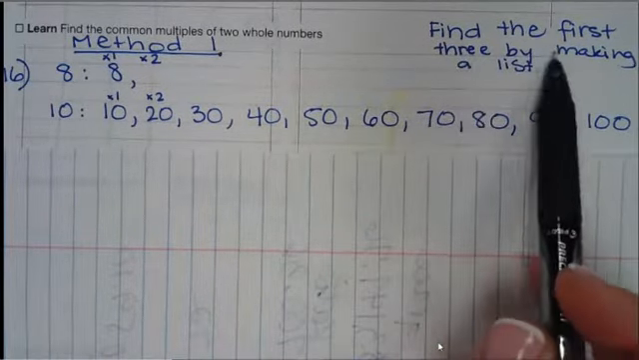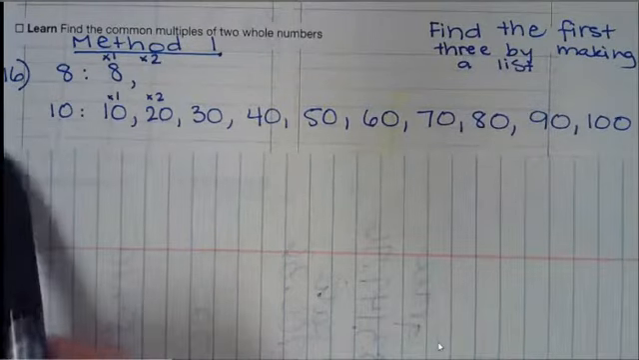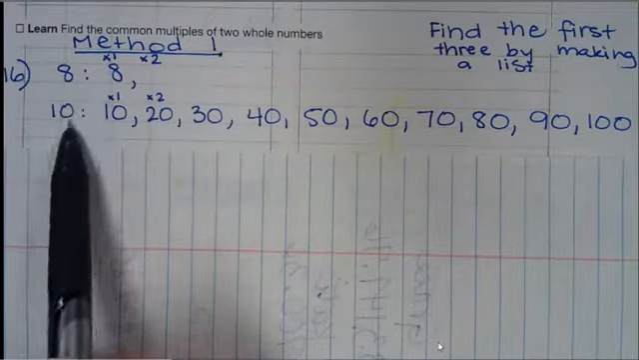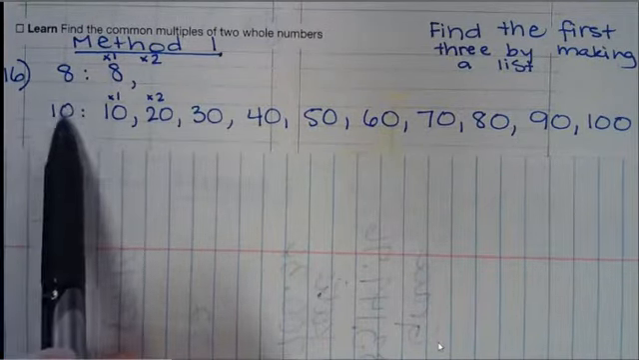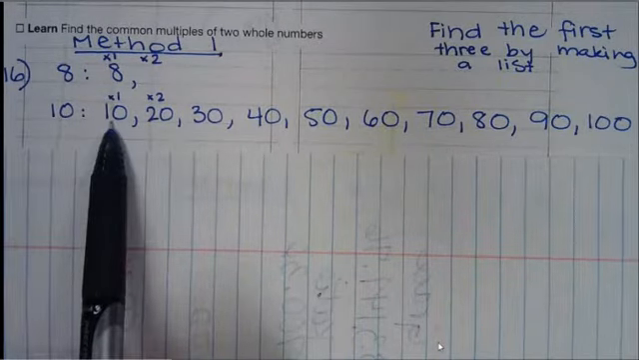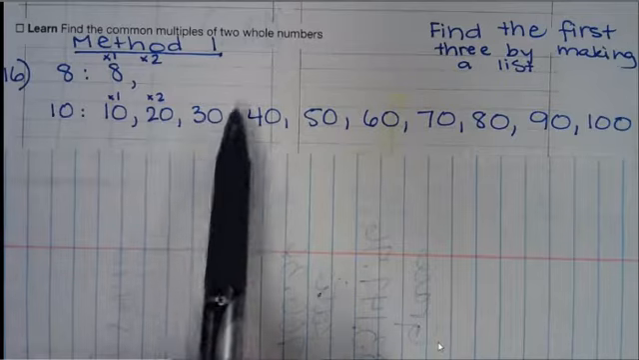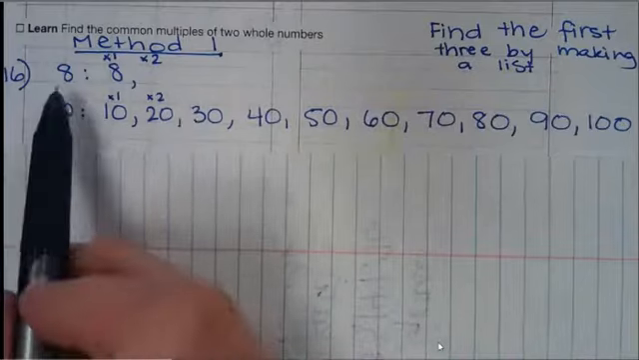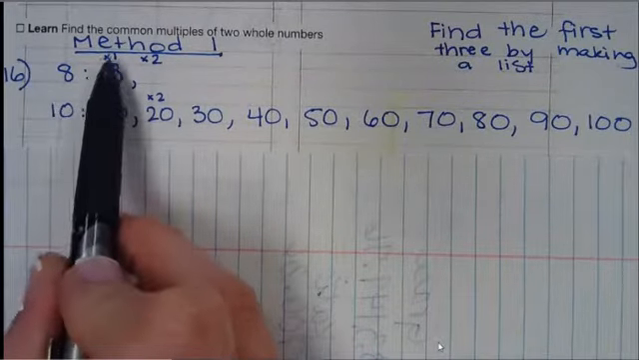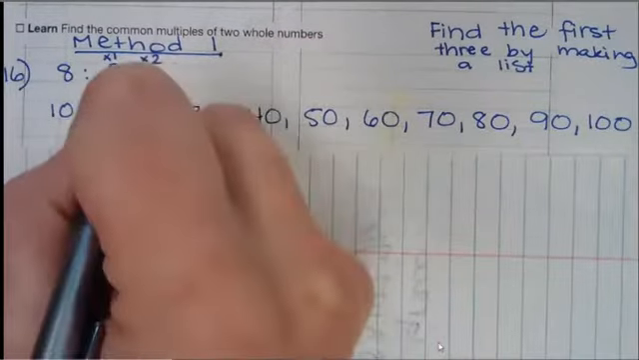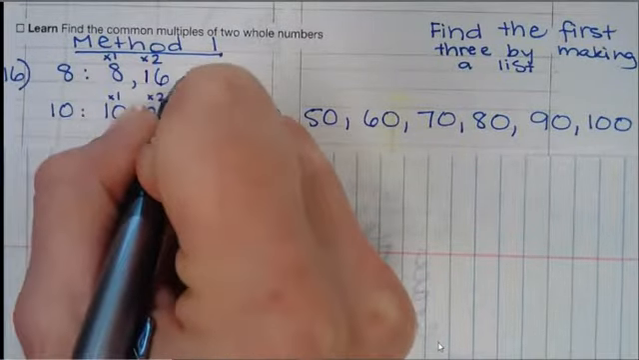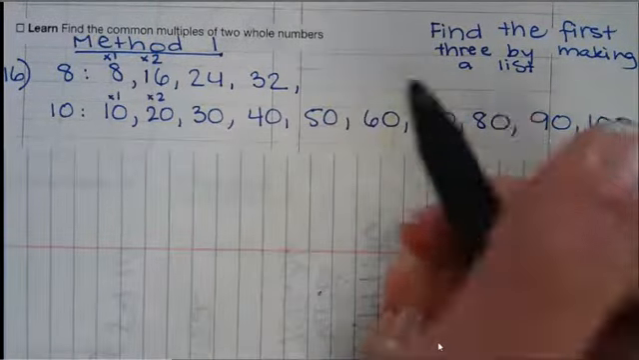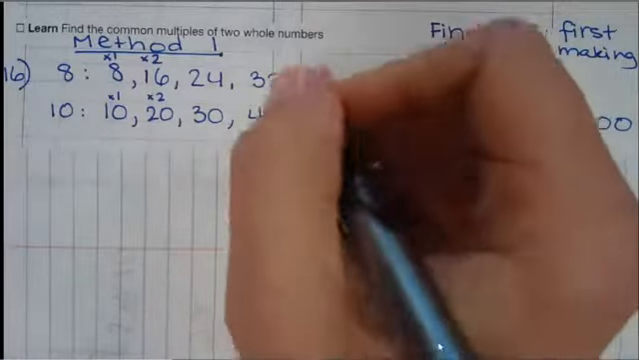So the first thing would be to find the first three by making a list. So you can see on number 16, I've done the common multiples by starting the list of the multiples of 10. So 10 times 1 is 10, 10 times 2 is 20, and 30, 40, 50, 60, 70, 80, 90, 100. I've stopped there for now. Then for 8, I'm going to do 8 times 1 is 8, 8 times 2 is 16, and then 24, 32. If you get stuck on the 8s, you can always add 10 and subtract 2.